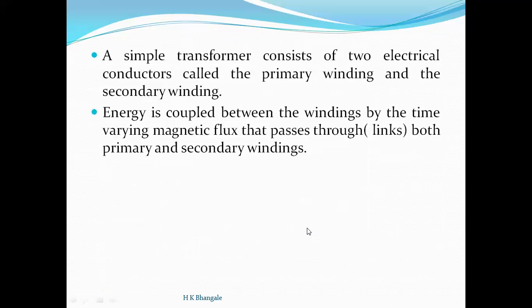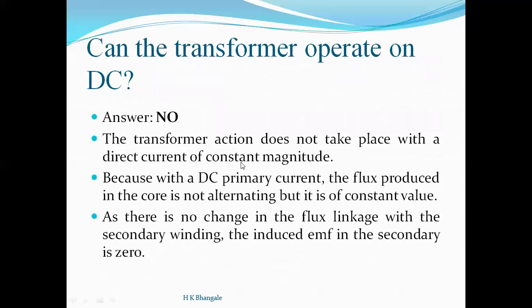A simple transformer consists of two electrical conductors called the primary winding and the secondary winding. The energy is coupled between the windings by the time varying magnetic flux that passes through and links both primary and secondary windings. Now one question is there: can the transformer operate on DC? So what will be your answer? Obviously no. Transformer never operates on DC. Transformer only works for AC.